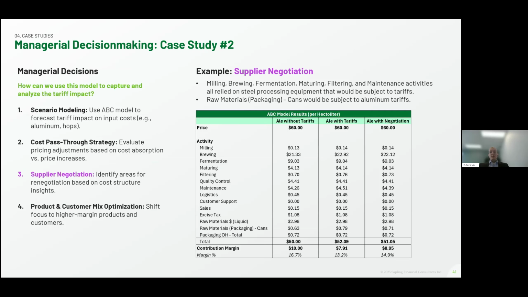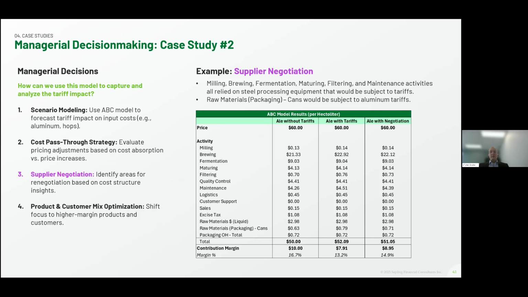So now again, let's walk through a managerial decision-making case in terms of the options for this contract brewer, specifically how rising tariffs would impact production of ale at their plant and what can be done about it. As with the first case, we've laid out the decision options on the left, and on the right, you'll see the costing model outputs comparing the scenario with no managerial response to one where a decision, in this case, supplier negotiation, is implemented. In this context, supplier negotiation means using insights from the costing model to renegotiate terms with vendors based on where tariffs are hitting hardest.